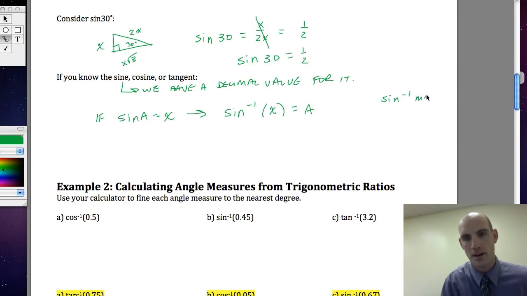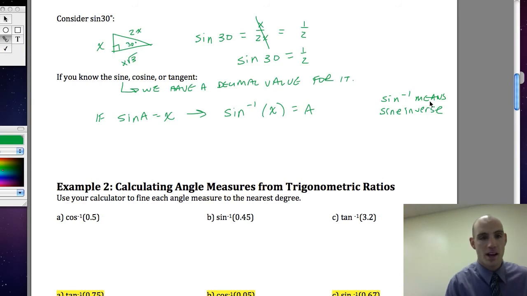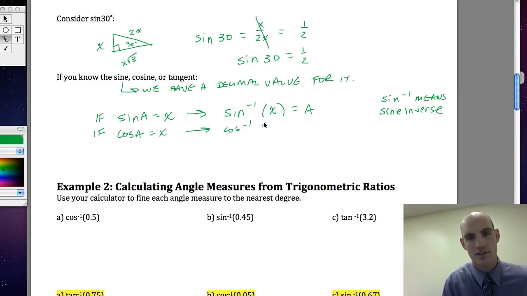Sine minus 1 means sine inverse. It's on your calculator. It's the second function. So you hit the yellow button second, and you hit sine, and it'll come up with a sine minus 1. In the same way, if cosine of A equals x, it follows that cosine inverse of x equals A. If tangent A equals x, it follows that tangent inverse of x equals A.